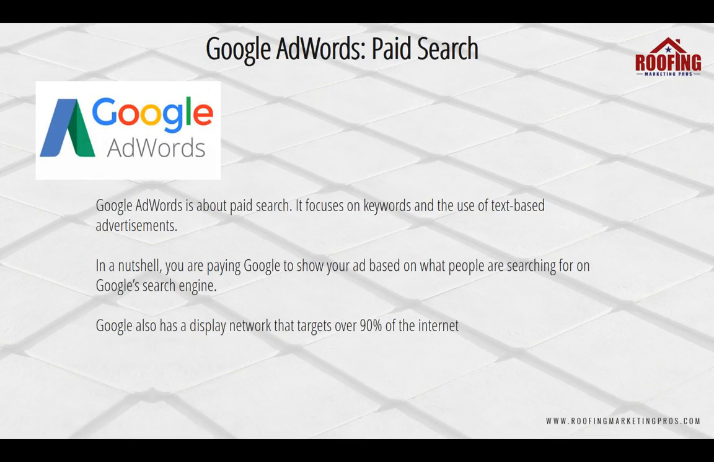So let's first define what Google AdWords is. It's paid search. It's about focusing on keywords and the use of text-based advertising. Like I just showed you at the top of the search results on the previous image, in a nutshell, you're basically paying Google to show your ad based on what people are searching for on the Google search engine. Google also has a display network that targets over 90% of the internet, which is also a very important factor, but we're not going to get into that. There are 3 different networks that Google has: the search engine, the display network, and the partners network. But first, we're just going to focus on the search engine part of it for this video.